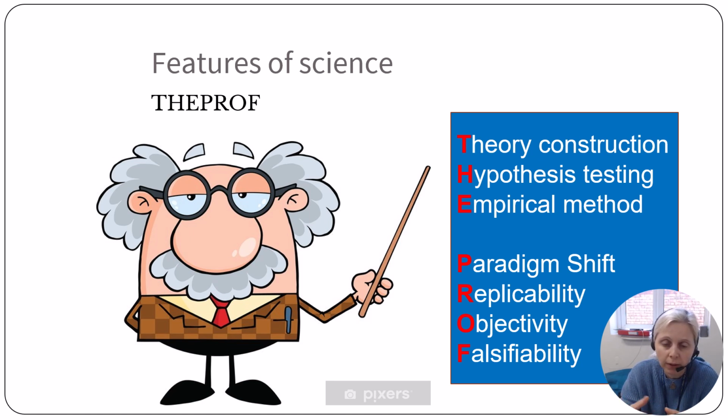Replicability, can I repeat these studies consistently? And objectivity, is there a lack of bias? Finally, falsifiability, can I prove a hypothesis wrong? If it's unfalsifiable, like for example Freud's psychodynamic approach, where any outcome could mean anything because it's all happening in the unconscious and all based on interpretation, then it becomes unfalsifiable and therefore unscientific.